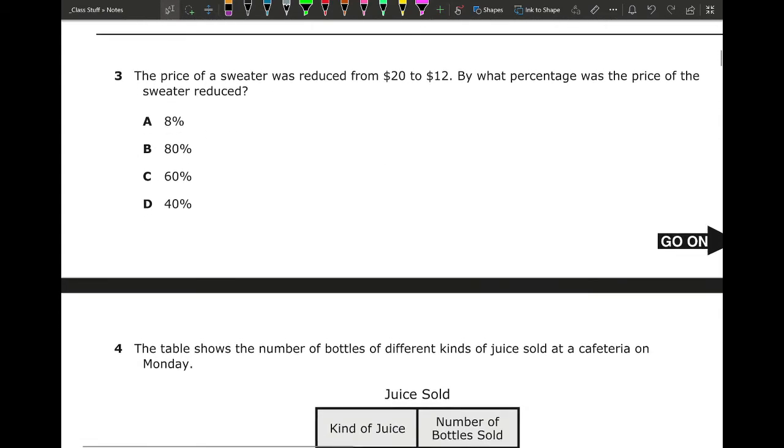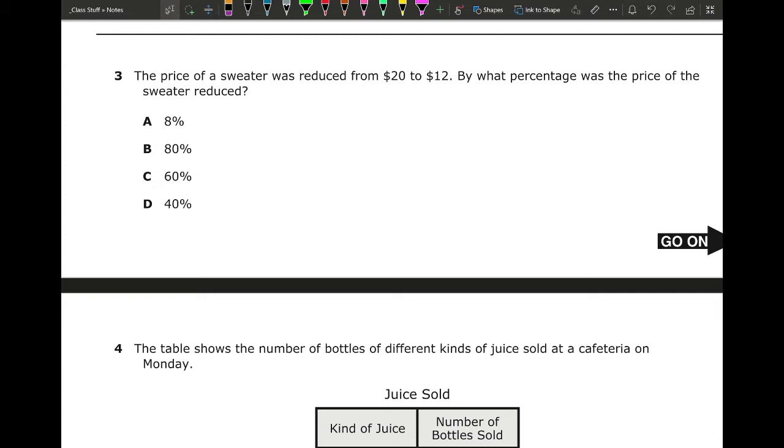Let's look at number 3. The price of a sweater was reduced from 20 to 12. By what percentage was the price of the sweater reduced? So this is a markup and markdown. You're not going to have formulas given to you for this, but we did talk about that, and there's also a playlist about this, so check that one out.